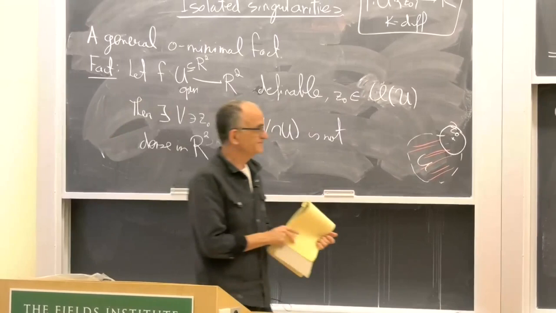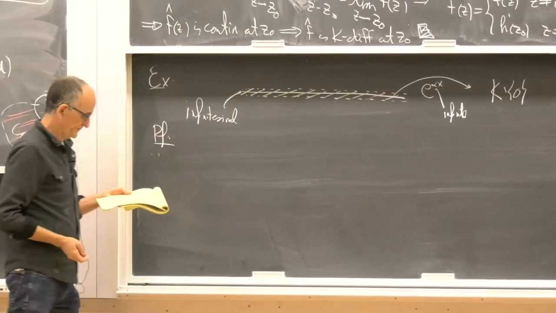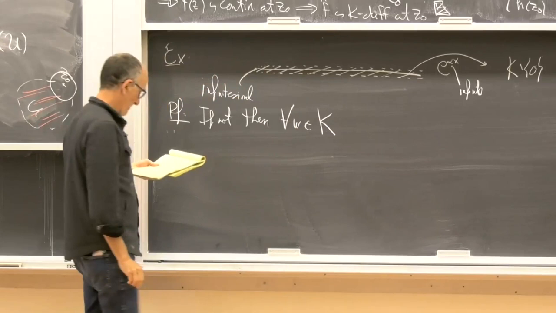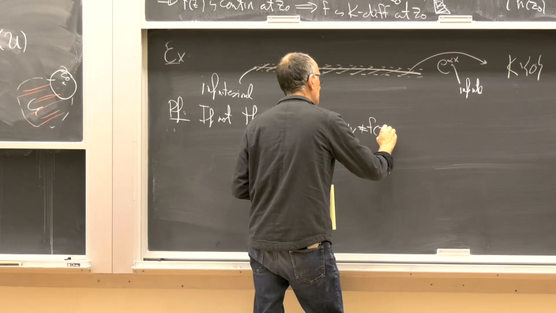Okay, so proof, we basically saw that. If not, then I'll write it like this. For every W in K, let's say W different than F of Z0, we don't care about F of Z0 in case F of Z0 is defined.